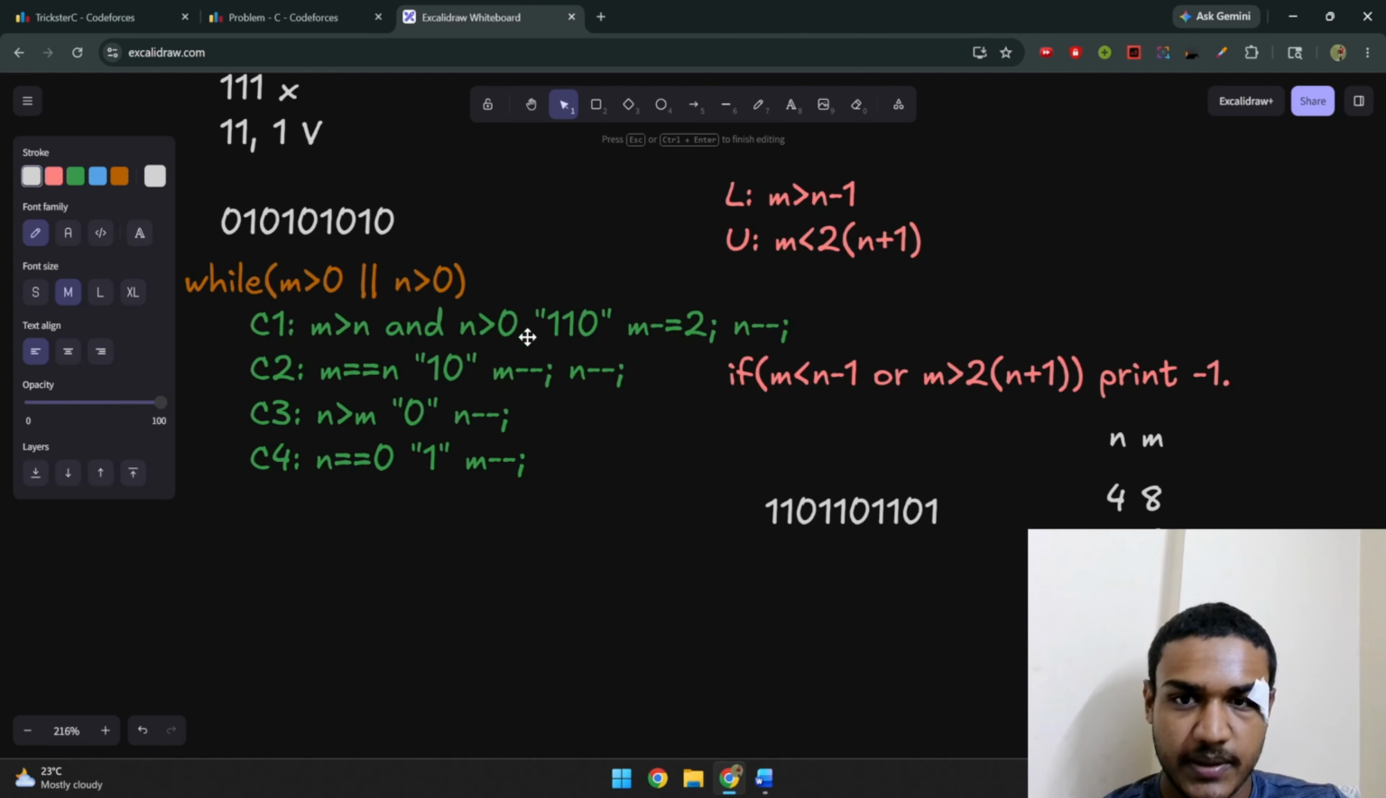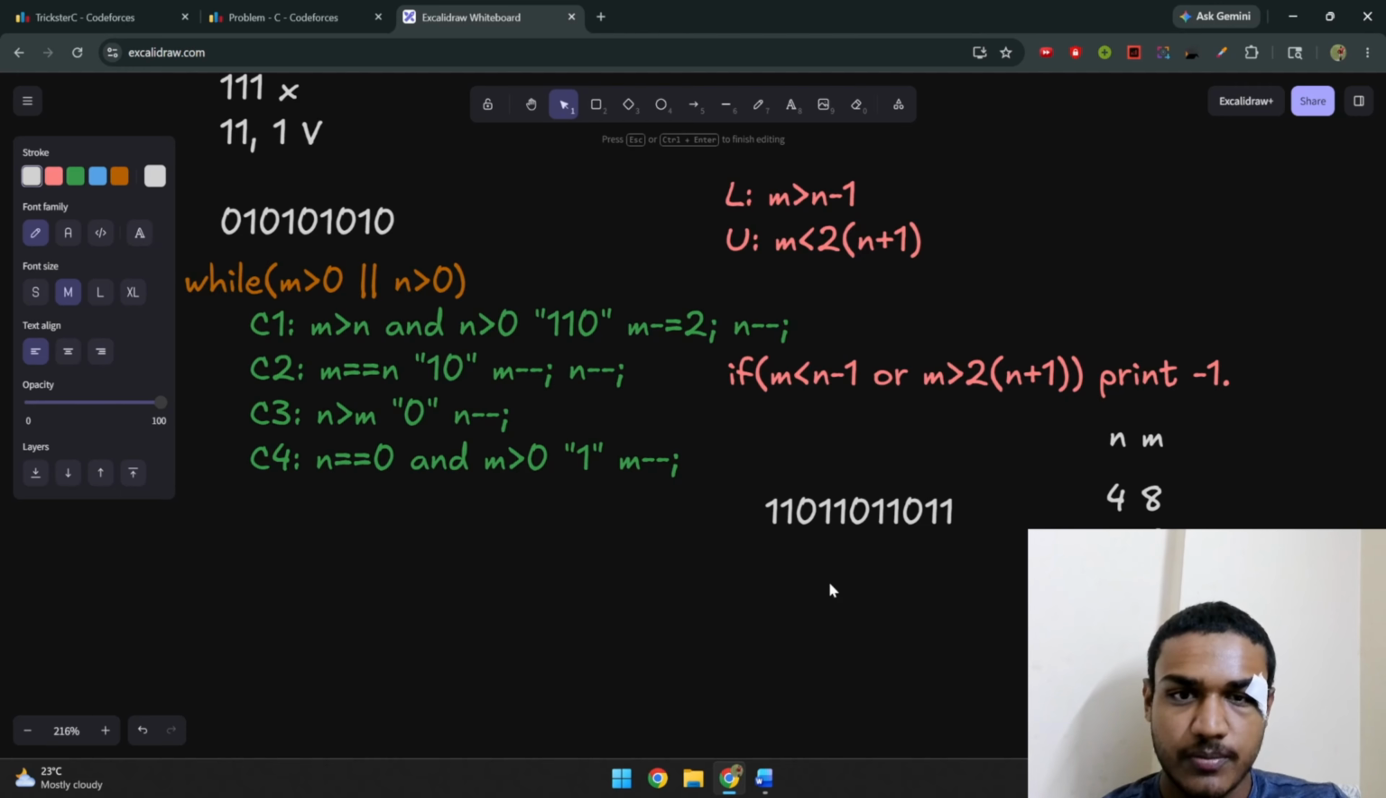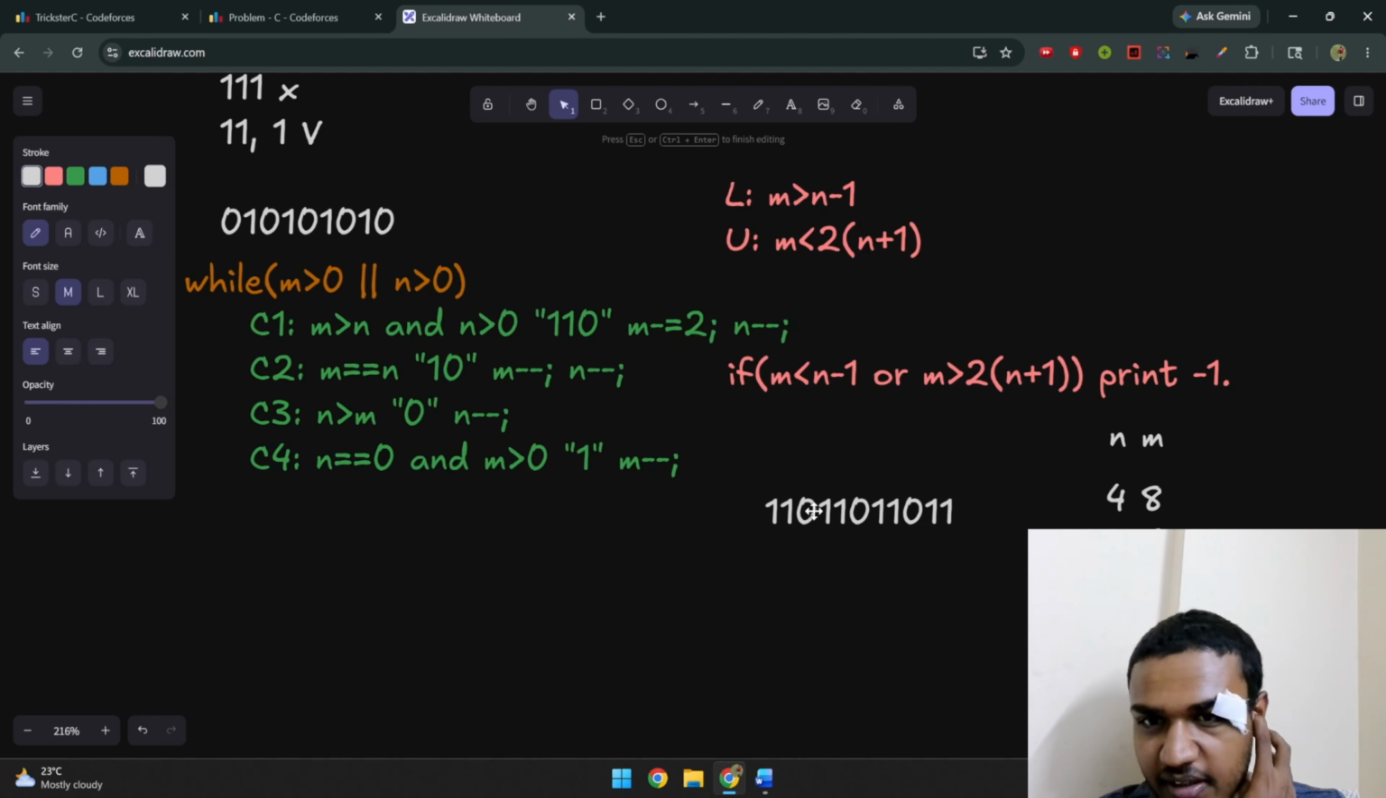Again, we'll go through this loop again, and we'll come back to condition 4. We'll check n is equal to 0 and m is equal to 1 here. Again, we'll need to check if m is greater than 0. Since that is true, we'll print 1. So we have another 1 here. Then we'll have 0, 0. So this loop will stop executing and this will be our final answer.